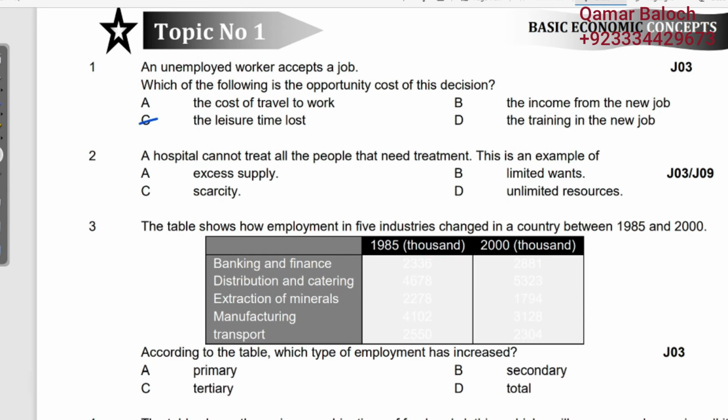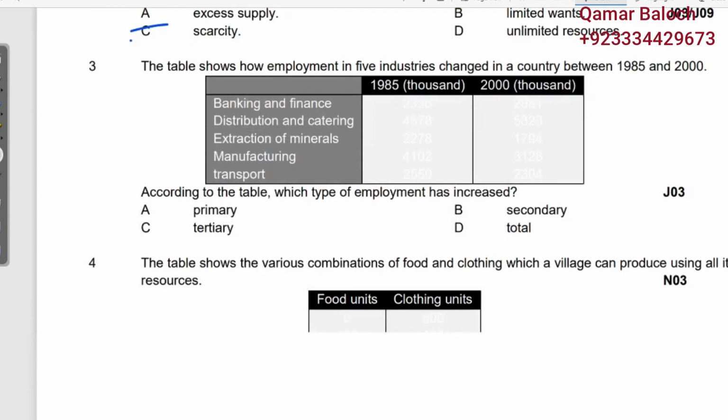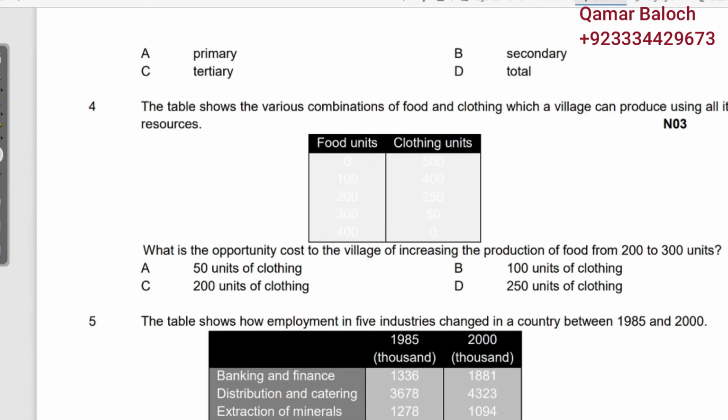And now the second question is, a hospital cannot treat all the people that need treatment. This is an example of scarcity, because the hospital cannot treat everyone who is trying to reach there. Then it means that resources are limited with the hospital, so the hospital cannot treat everyone coming there.